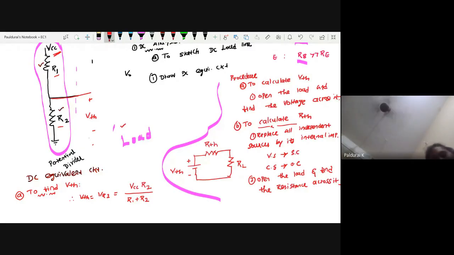So what is VTH? You want to open the load and find the voltage across it. Load open பண்ணிட்டேன் இப்ப. அப்ப what is the voltage across it? Load இங்க தான் கனெக்ட் ஆயிருந்துச்சு இல்லையா? So the voltage at this point with reference to ground. Ground இங்க கனெக்ட் ஆயிருக்கு. So this is my voltage. Nothing but the voltage across R2. So you know how to find the voltage across R2 by using VDR, voltage division rule. அதெல்லாம் now இருக்கு இல்லையா?